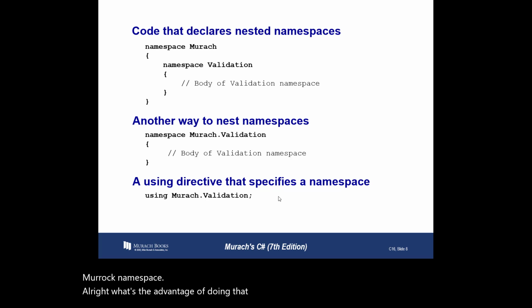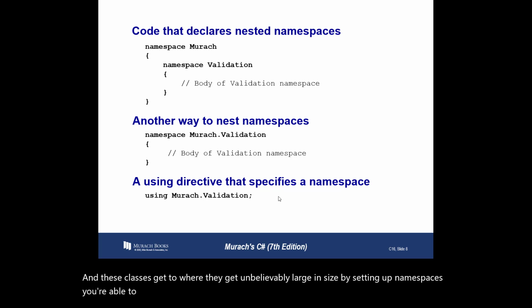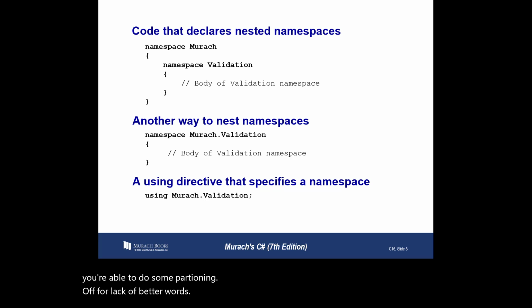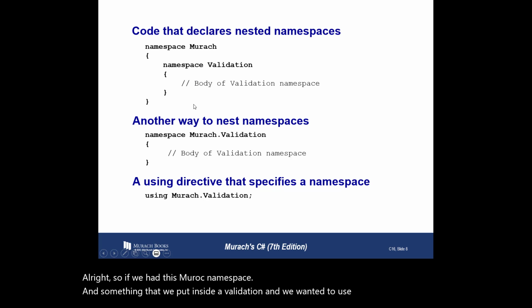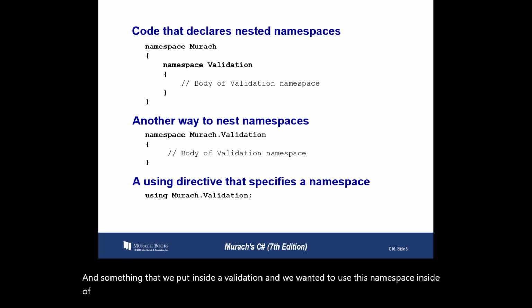Again, sometimes when you are organizing classes and these classes get to where they get unbelievably large in size, by setting up namespaces, you're able to do some partitioning off, for lack of better words. All right. So if we had this Muroc namespace and something that we put inside of validation, and we wanted to use this namespace inside of another class, we could say using Muroc dot validation, and that would give us access to everything that's in here.